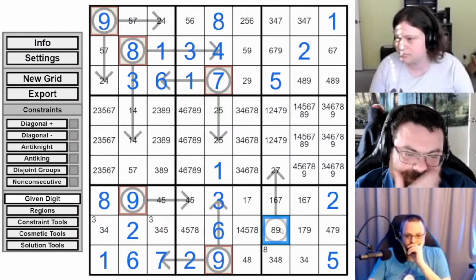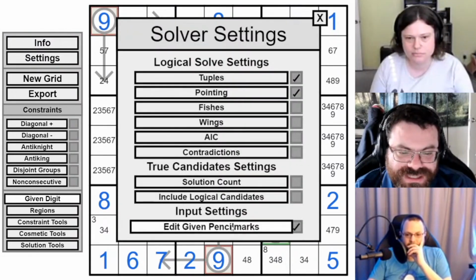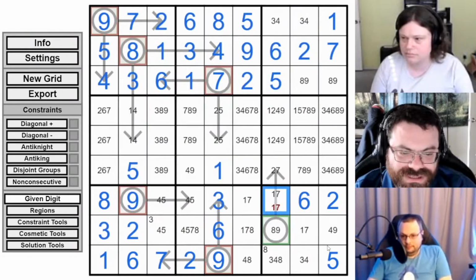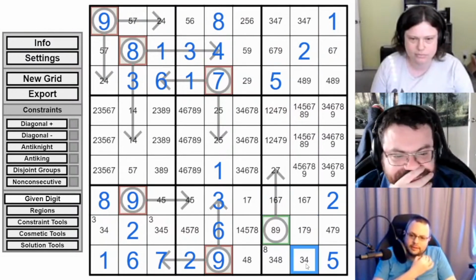Okay, so if we knock 6 out of this, then we'd... So I can use my 7. Edit given pencil marks and make this 1, 7. We can confirm this can still be 8. That's annoying. That's the worst. Okay.